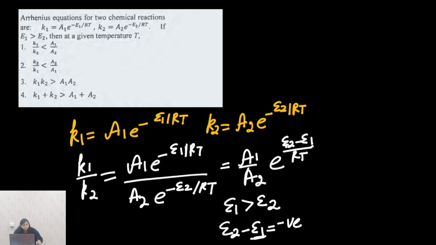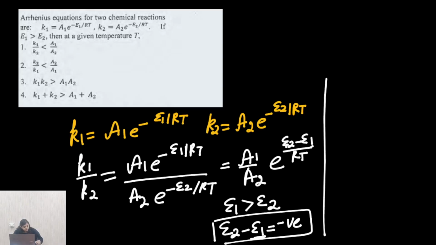Because e1 is more as compared to e2, this is negative 1. So in this expression, the ratio k1 to k2 is equal to a1 upon a2 into e raised to some negative power, which means this exponential term is going to be negative. So if I multiply the a1 by a2 ratio with some small value, the overall k1 by k2 value that I get will be smaller as compared to a1 by a2.